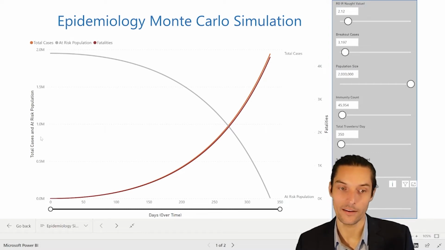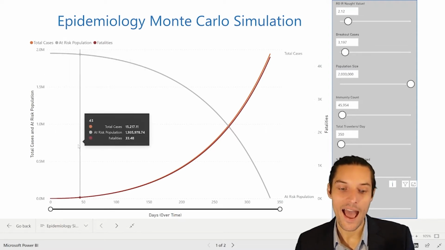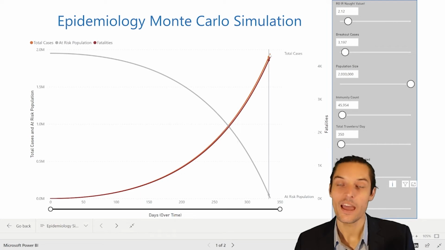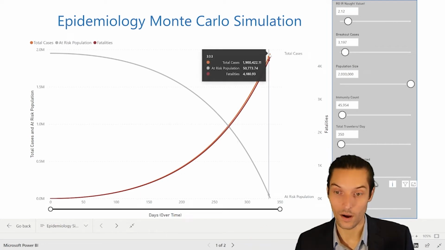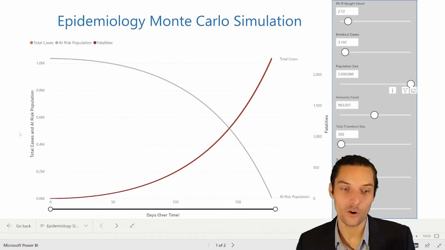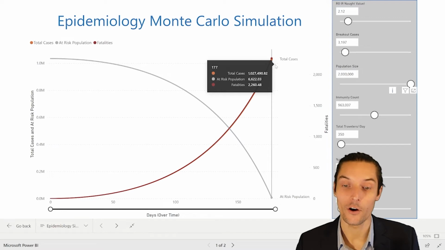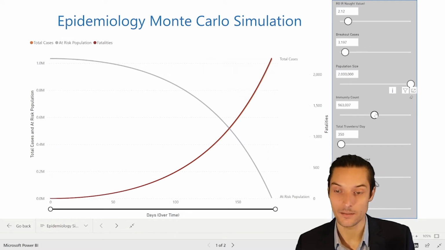So as you can see, the fatalities are on this y-axis here, and the total cases and at-risk population are here. So over time, your at-risk population goes down as your total number of cases go up if you can only get this virus once. The other side of this is that if you increase your immunity count to, let's say, half of the population, what that means is that you're going to have a less at-risk population, and then you're going to have less total cases over time. You're also going to have less fatalities.